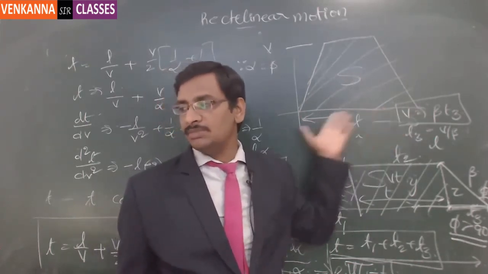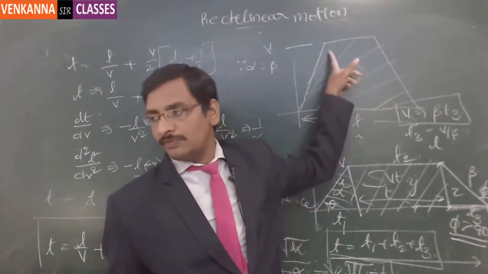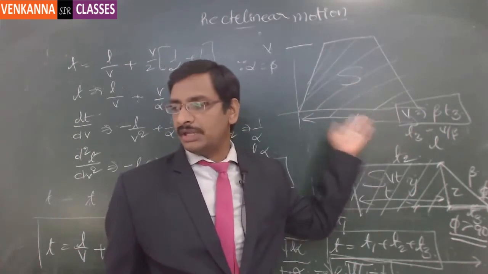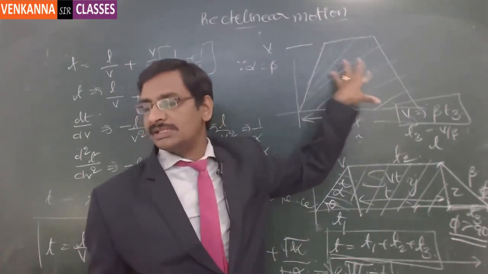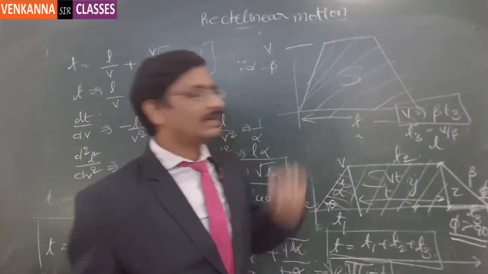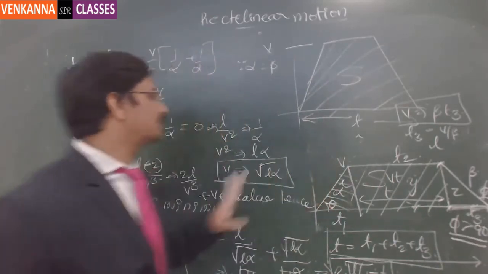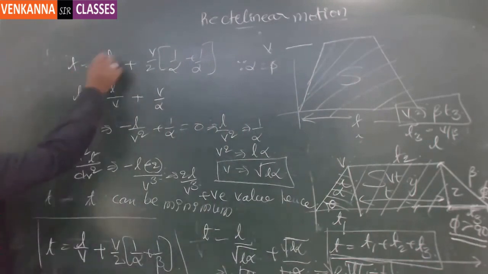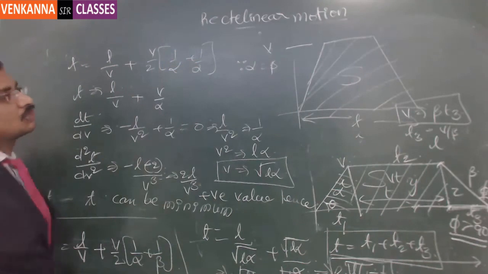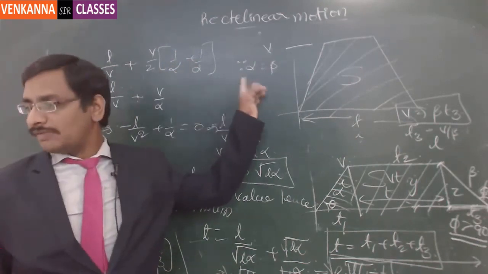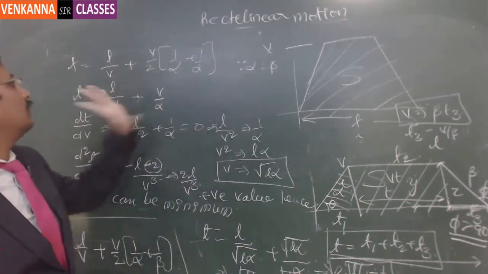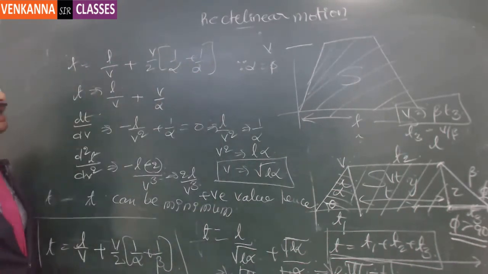This time is minimum for what value of V? That's the question. Now I can reduce this t and increase V so that I still maintain the same area, keeping alpha equal to beta. With that understanding, if you want to find that relation, we have the relation T is equal to L by V plus V by 2 times of 1 by alpha plus 1 by alpha. This is 1 by alpha plus 1 by alpha because alpha equal to beta. Now from this, T is equal to L by V plus V by alpha.